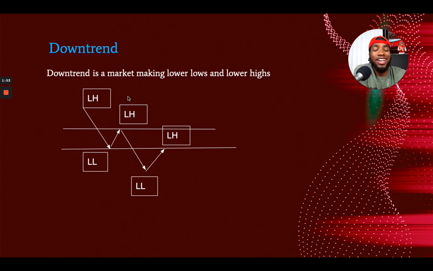Downtrend, right? So a downtrend is going to be made when you have price creating lower lows and lower highs. Lower lows, lower highs. Once again, you want price to retest these lower high points as resistance, right? So boom, comes down, makes a lower low, makes a lower high. Comes down, makes another lower low, makes another high.